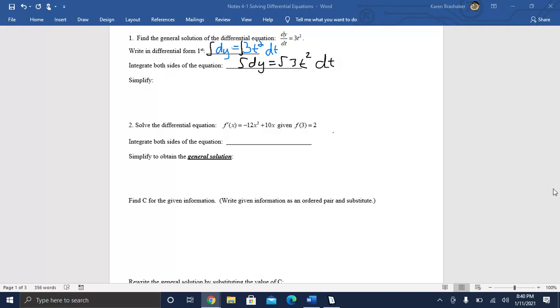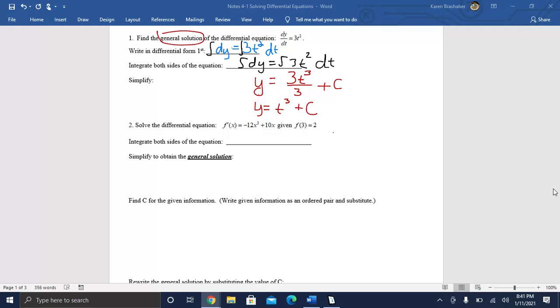So the integral of dy, that would be a 1. So the antiderivative would be 1y, or just y, equals, and then for your 3t squared, that would be 3t, and then 2 plus 1, which would be to the third power, over that third power plus c. And so your solution is y equals t to the third plus c. And this is what we call the general solution of that differential equation. So there's your first example.